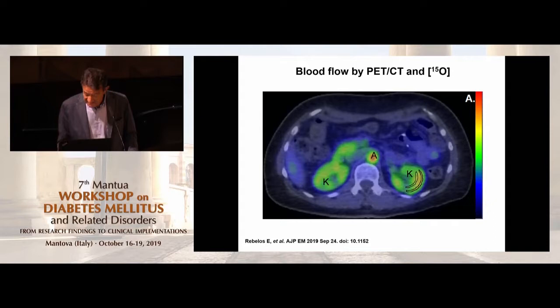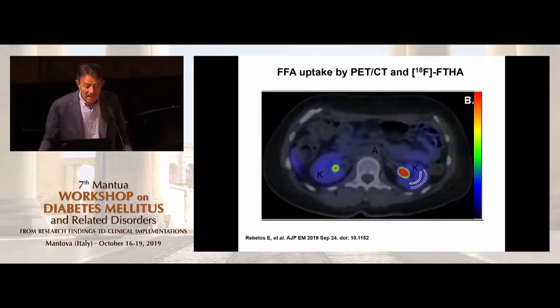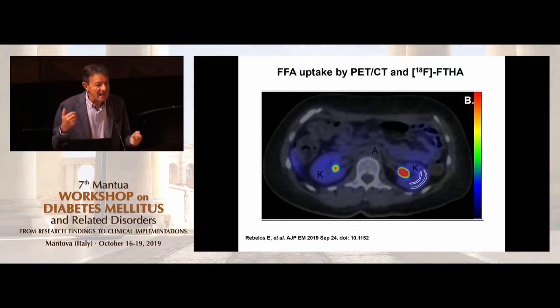And then in this study, another tracer, FDHA, which is an analog of fatty acids, labeled again with fluorine 18, was used to calculate the cortical and medullary uptake of fatty acids by the kidneys. And this is the first study of the kind that I'm aware of.